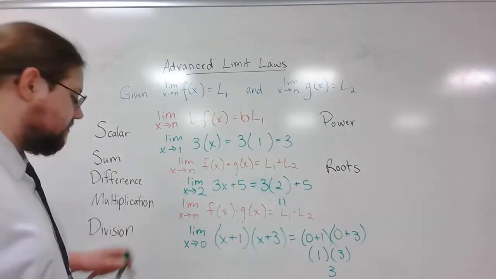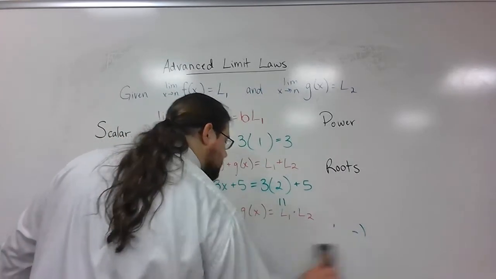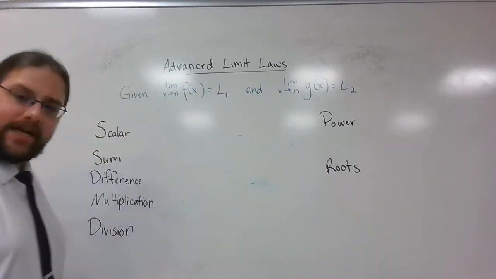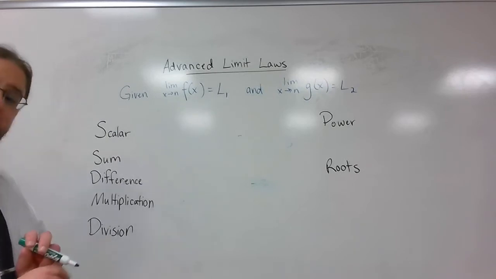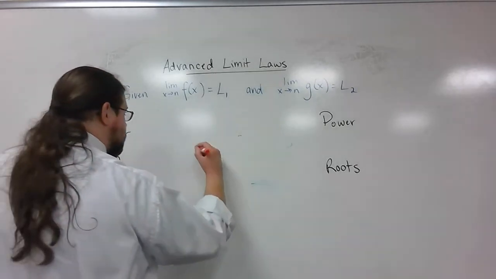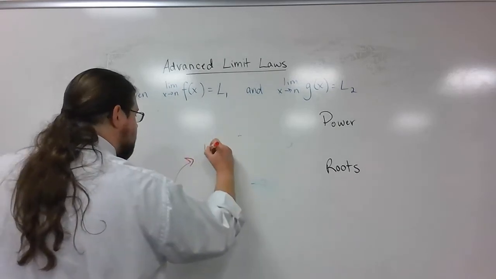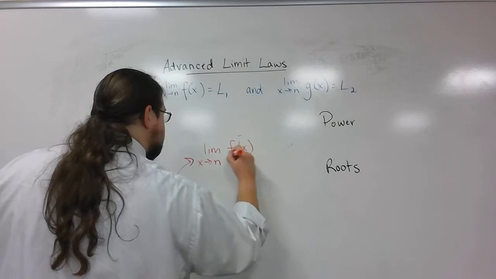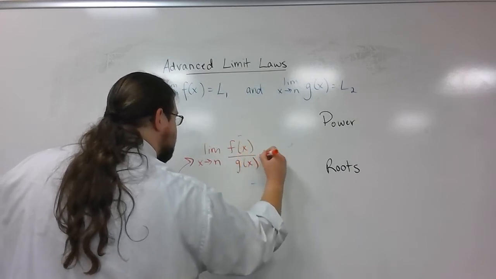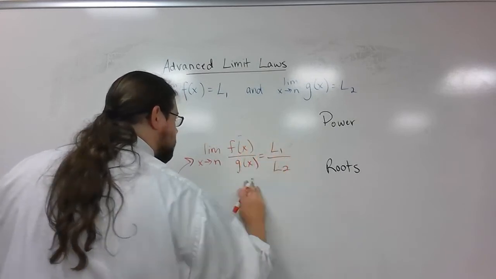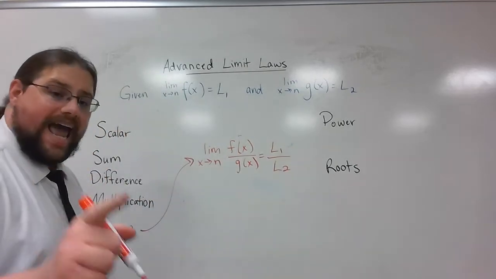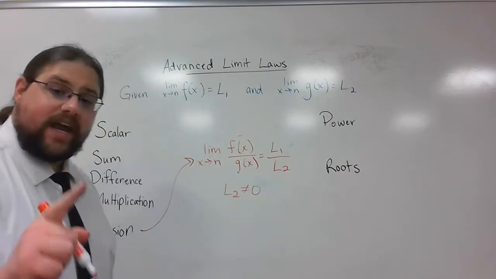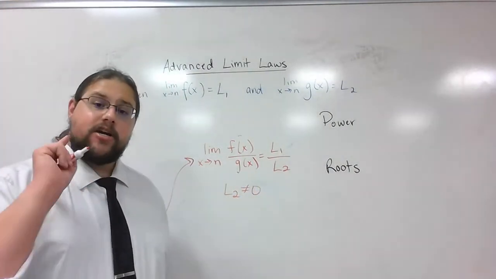Now I'm going to go ahead and erase some of this so I can work on the division one, okay? Now this division one down here at the bottom, I know it's kind of hard to see, but it's down there. See it? Okay? It's going to work the same way, but I have one restriction. So I'm going to do the division. The limit as x approaches n of f of x divided by g of x is going to be L sub 1 divided by L sub 2, as long as L sub 2 is not 0. Because remember one thing, you cannot divide by 0.